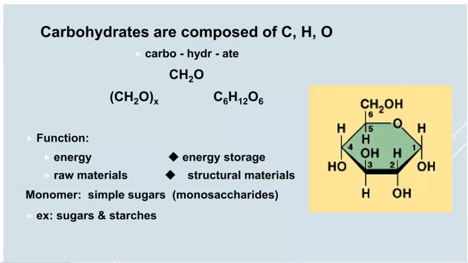So carbohydrates. Carbohydrates are composed of carbon, hydrogen and oxygen. Carbohydrate means carbo, carbon, and hydrate. You can see the CH2O, CH2O times x, for example C6H12O6. Energy is a function. Raw materials: monomer, simple sugar, monosaccharides; examples are sugar and starch. This also acts as energy storage and structural material. Look at here the structure.